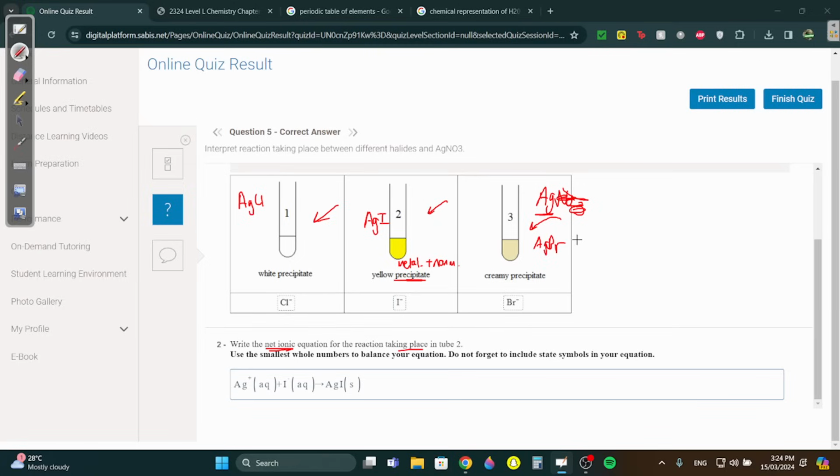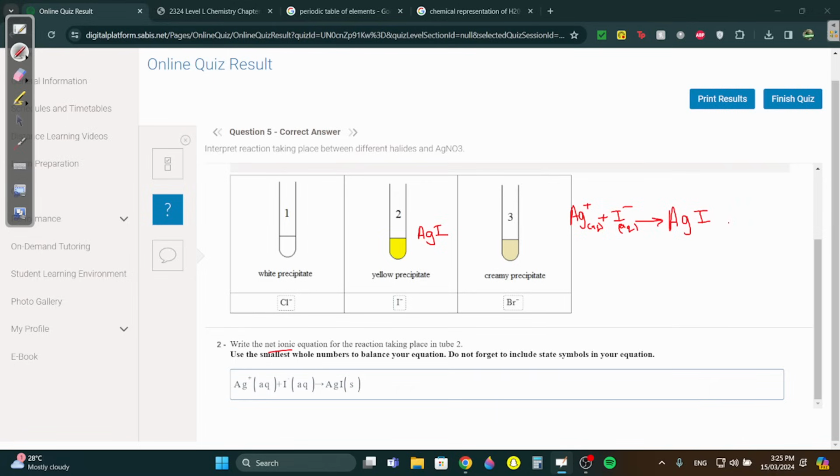Okay, so they want you to write the net ionic taking place in tube 2. Since the precipitate in tube 2 is AgI, silver iodide, we want to write the net ionic. How would you write the net ionic? Remember how I told you? First write your precipitate, then draw an arrow. What do I write? Ag plus I minus. These are the charges. Ag plus, by the way, is the charge for silver. It's a metal, but it's positive. And then the state symbols, since they're ions, it's always aqueous.